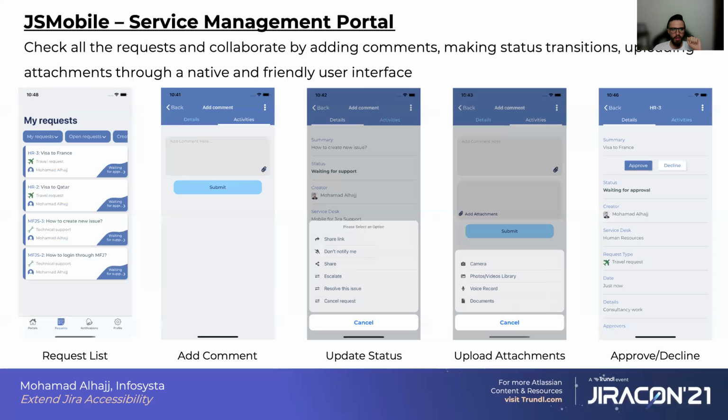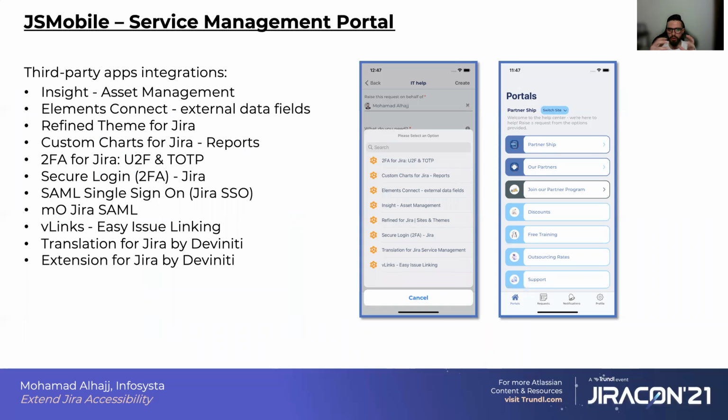Also, this application expanded to support several third-party applications such as Insight Asset Management and Elements Connect, which connects third-party apps. For example, if you need to connect a CRM tool to Jira, you can make use of Elements Connect. It also supports Refined Theme for Jira if you want a specific theme other than the classic one in the Jira portal. In the Refined Theme, we support categorizing, navigation content, adding links, and having quick actions, for example.